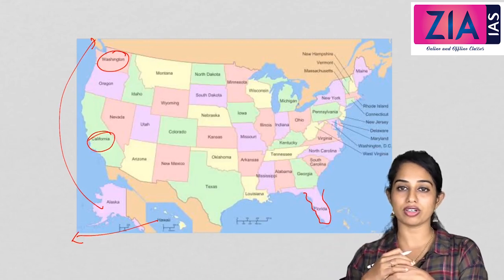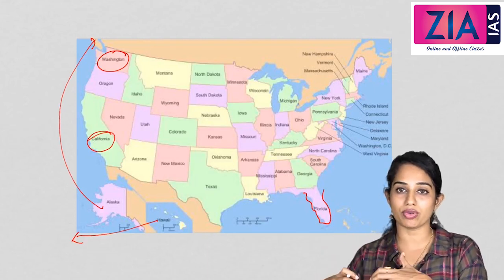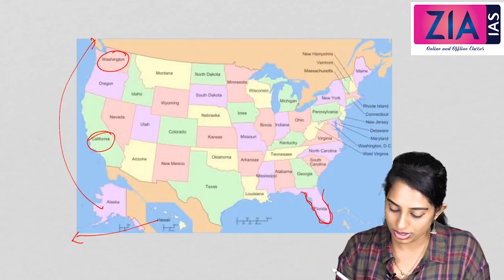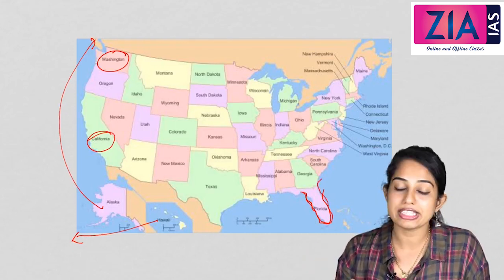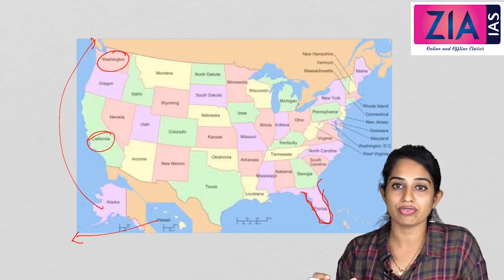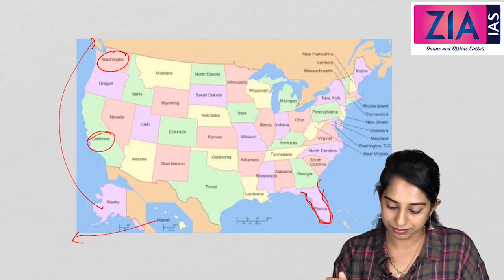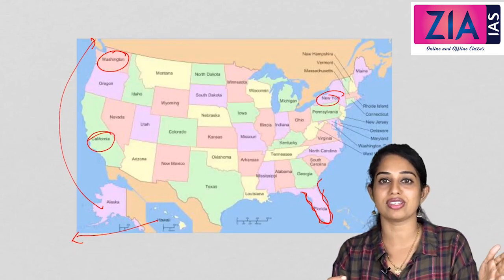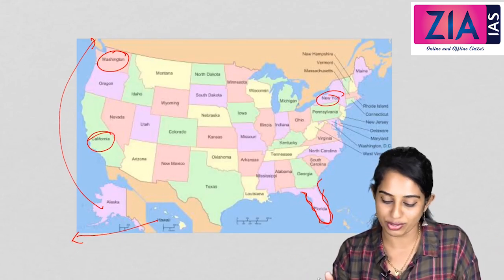Florida is important because Sea of Florida and Gulf of Florida are associated with this extension of land. There's a tail like extension you can see here. Okay, Sea of Florida and Gulf of Florida is related to this area. So Washington is there in the western coast and New York is there in the eastern coast of the continent.